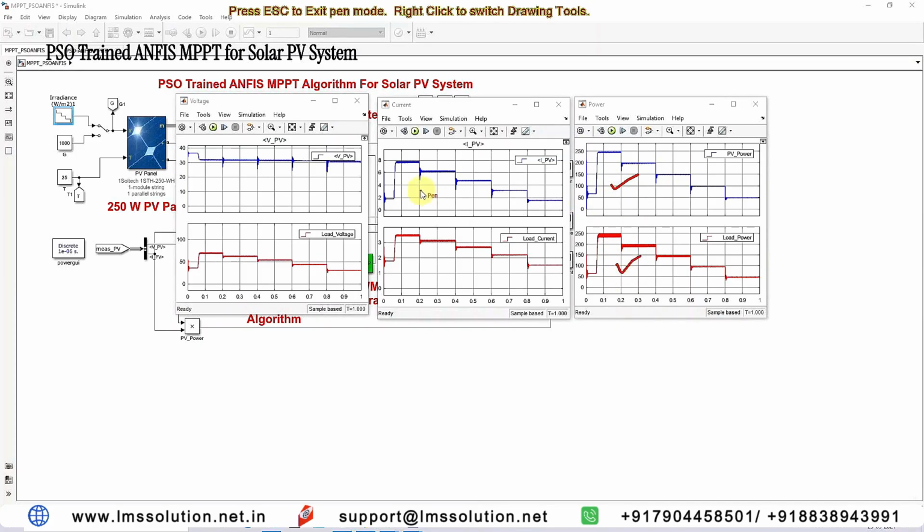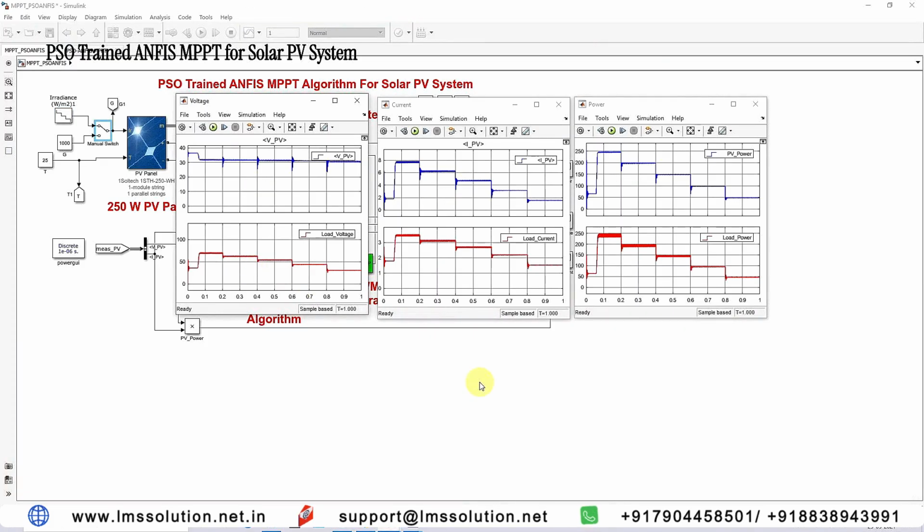This is variation of PV current and this is load current. This is variation of PV voltage, with the variation of irradiation condition as well as the change in load condition. The system works such that the trained ANFIS will extract the maximum power from the PV panel in all irradiation conditions.